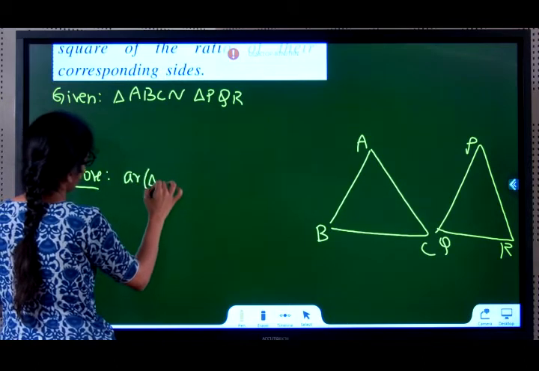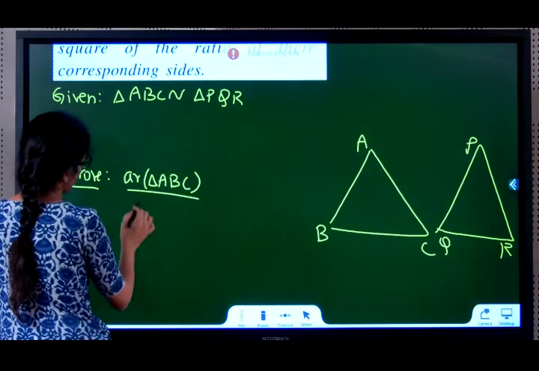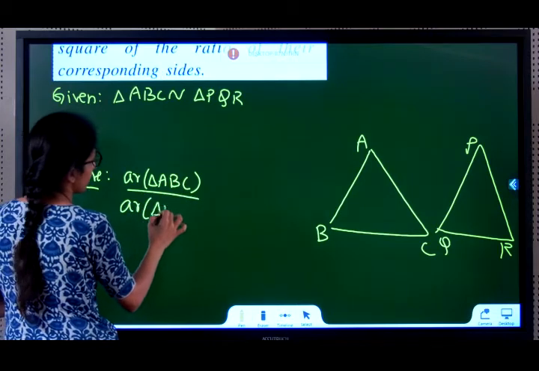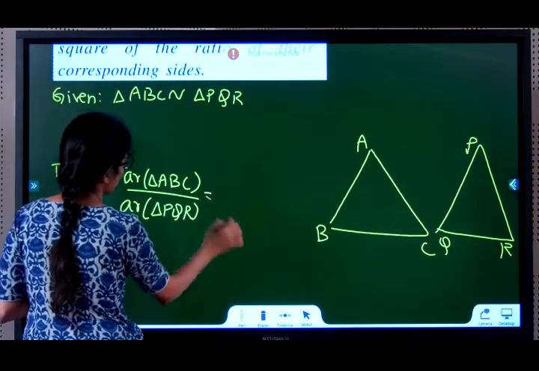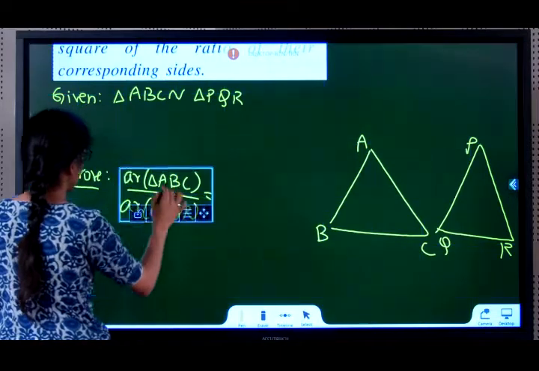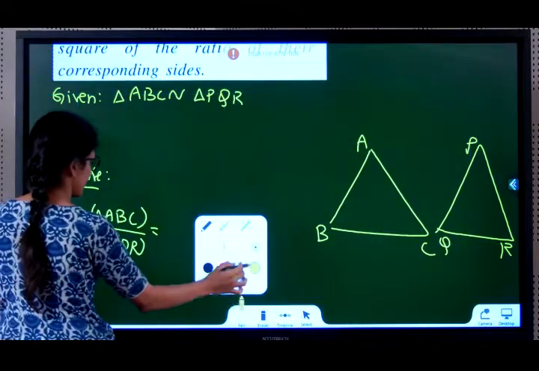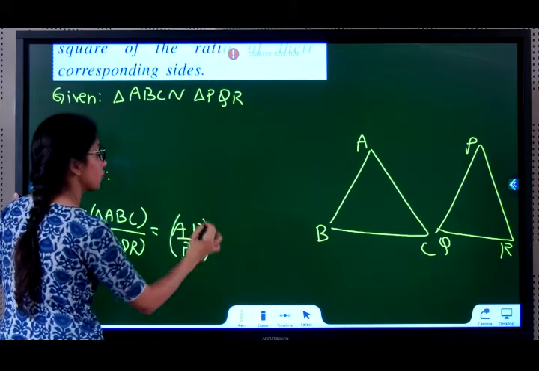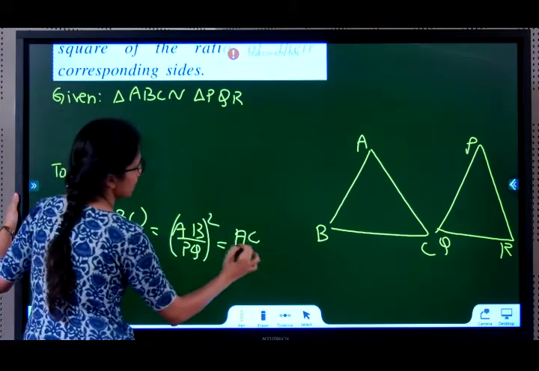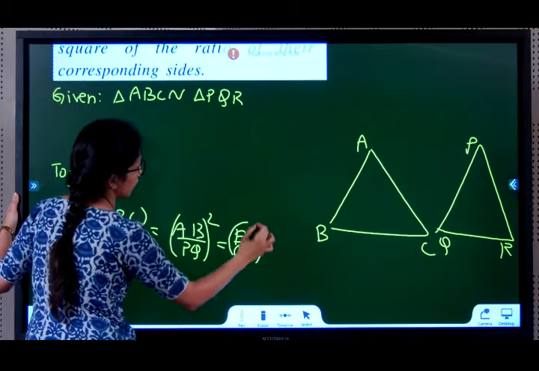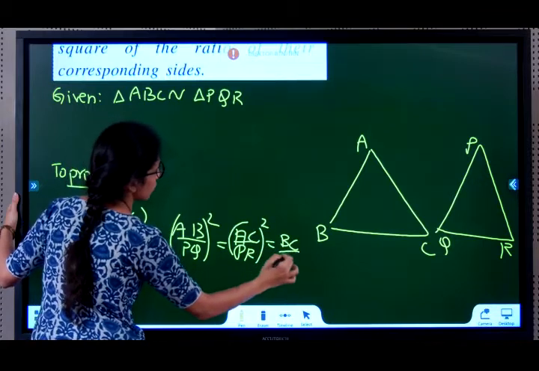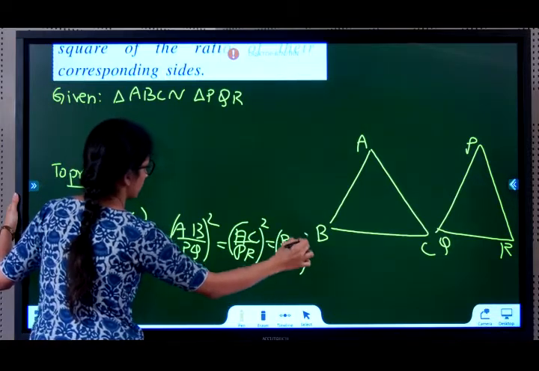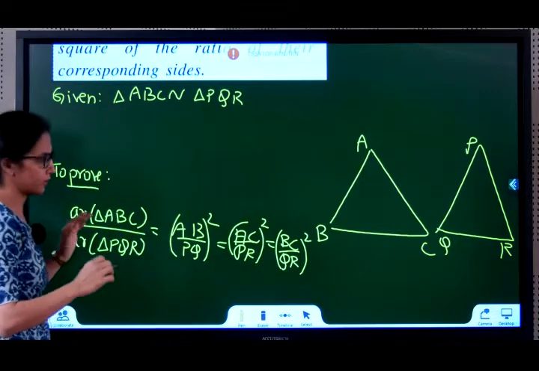area of triangle ABC by area of triangle PQR is equal to the ratio of their corresponding sides squared: AB by PQ, the square of that, AC by PR, the square of that, BC by QR, the square of that. So we have to prove this.